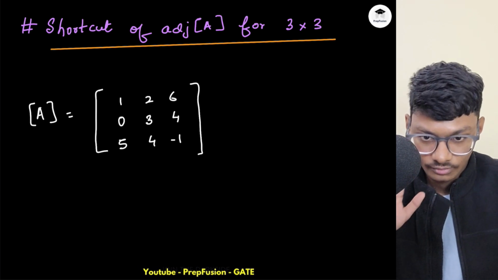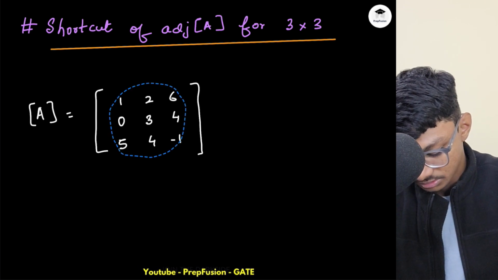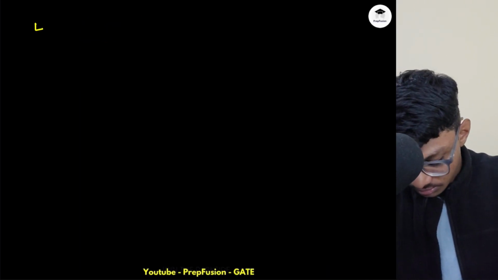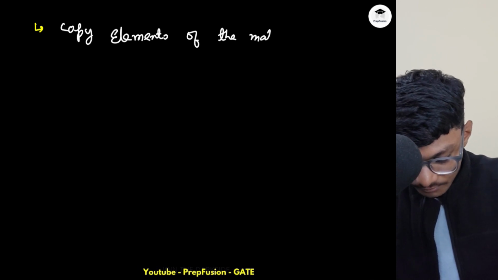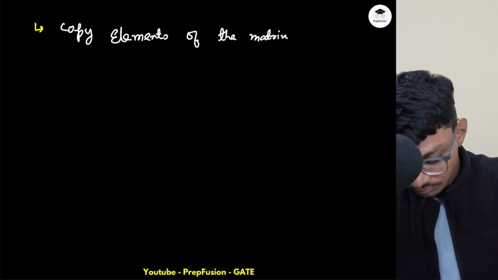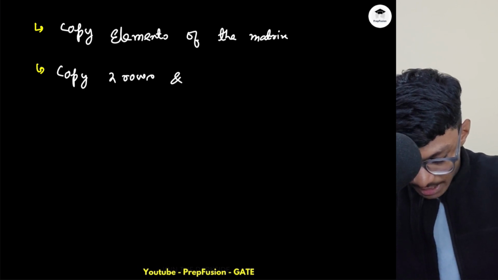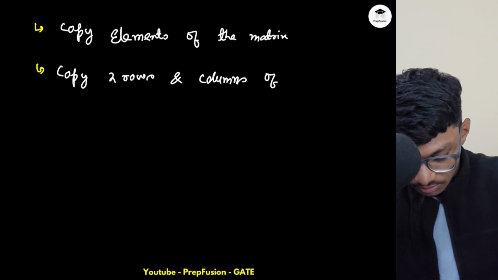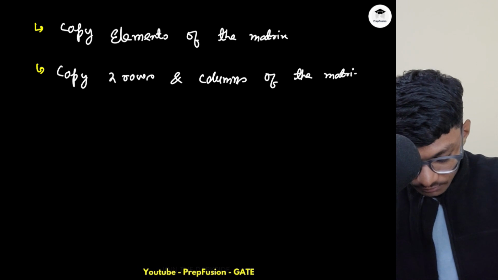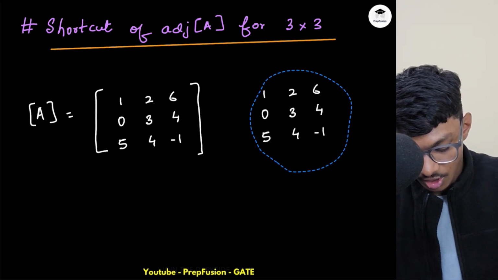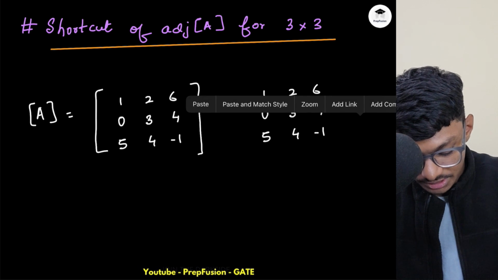Okay, so what you have to do is first copy the whole matrix. I will write steps over here. Copy the whole matrix, copy the elements of the matrix, then copy 2 rows and columns of the matrix. Okay, so you will copy the 2 rows and columns, and how will you paste it? You will paste it at the end. Basically you will paste it here.